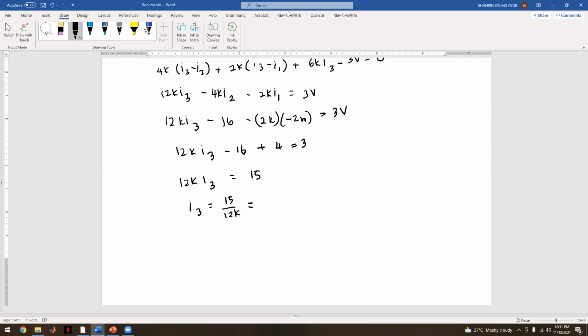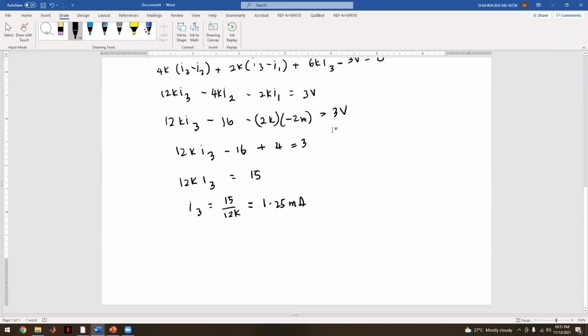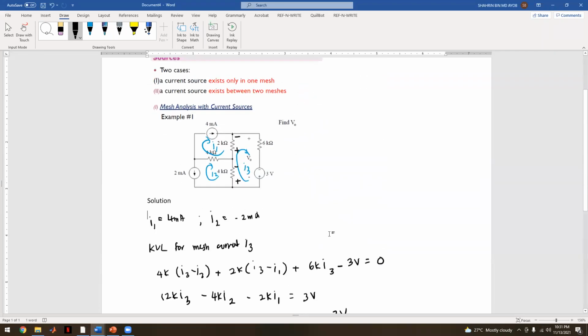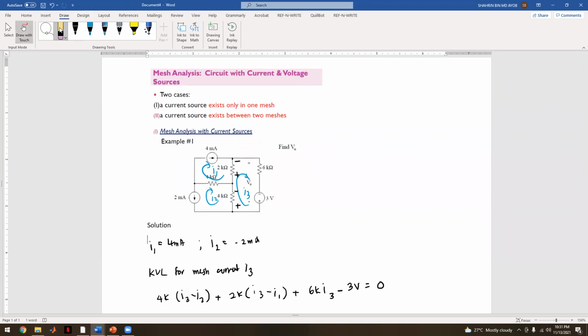Okay, this one will become 1.25 milliampere. So the answer for I3 is 1.25 milliamperes. But the question is actually to obtain the VO. So to obtain the VO here.